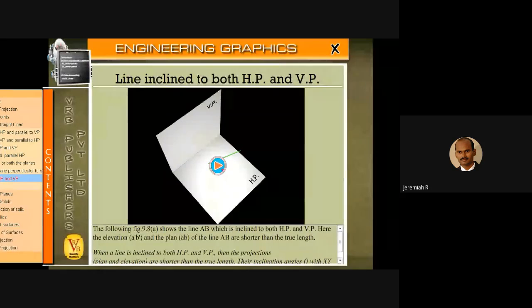So this is a line. It is inclined to VP, maybe at some angle, and also inclined to HP. Here maybe 30, 40, some angles will be given. So the line is inclined to HP as well as VP. So in the front view you get a reduced length of line, and in the top view you also get a reduced length of line. Line inclined to both HP and VP.